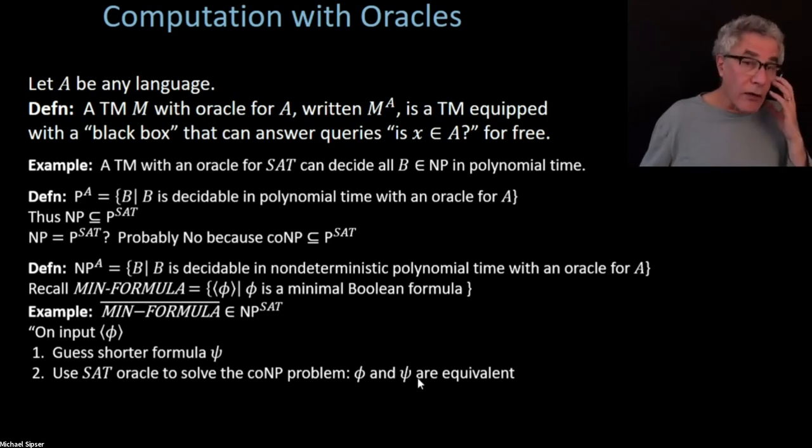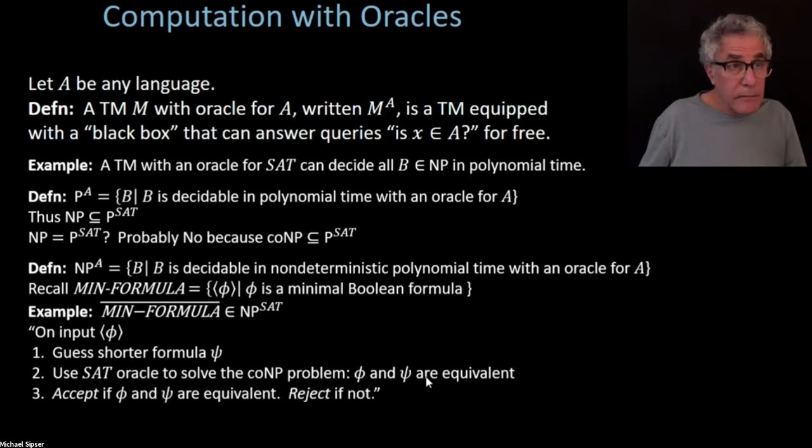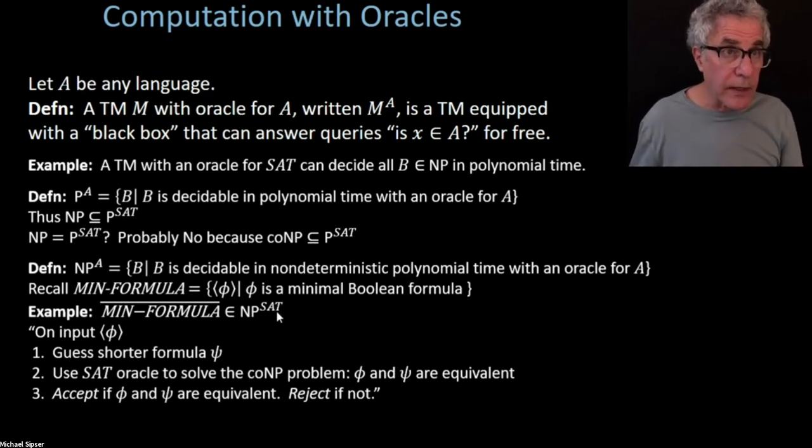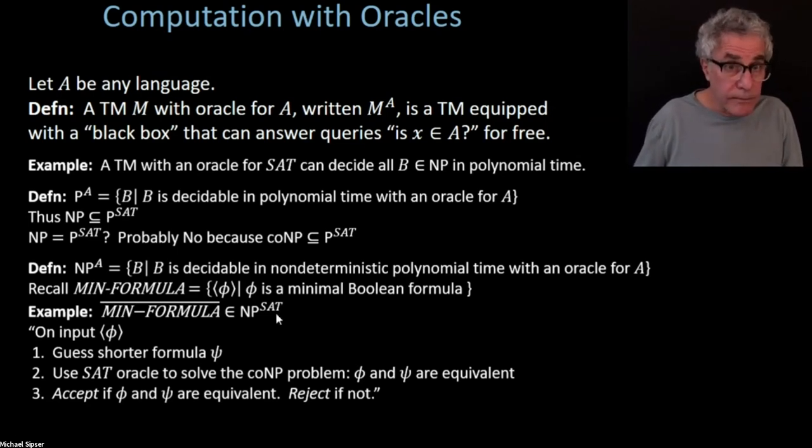And if it turns out that they are equivalent, that a smaller formula is equivalent to the input formula, you know the input formula is not minimal, and so you can accept. And if you guess the wrong formula, and it turns out not to be equivalent, then you reject on that branch of the non-determinism, just like we did before. And if the formula really was minimal, none of the branches is going to find a shorter equivalent formula. So that's why this problem is in NP with a SAT oracle.